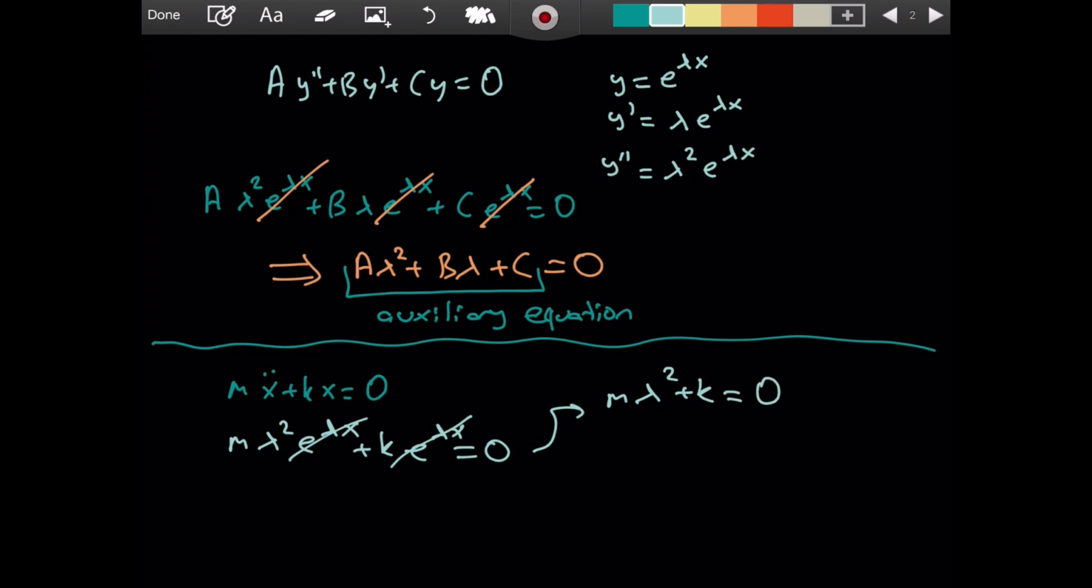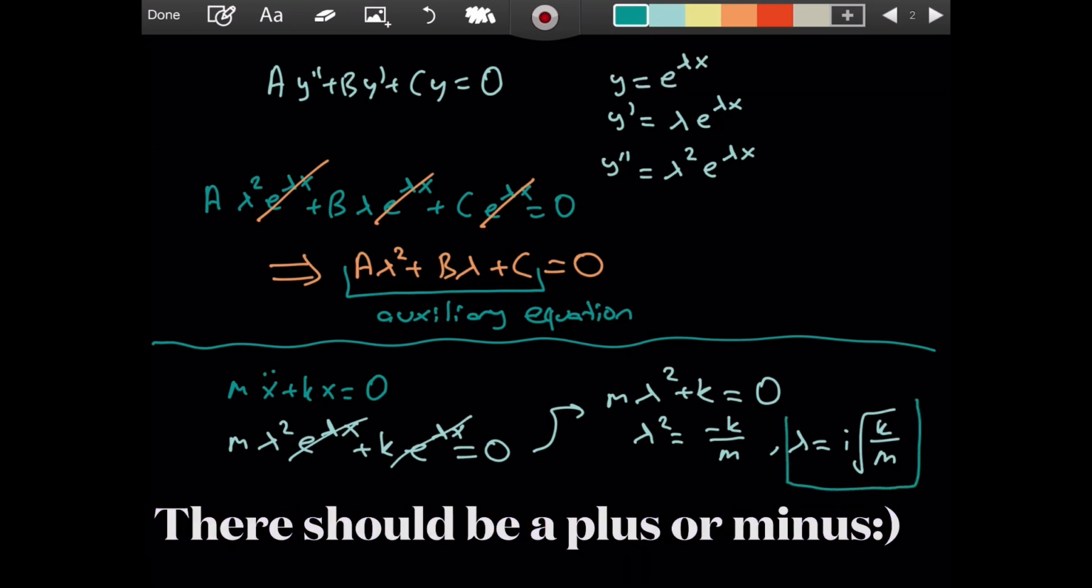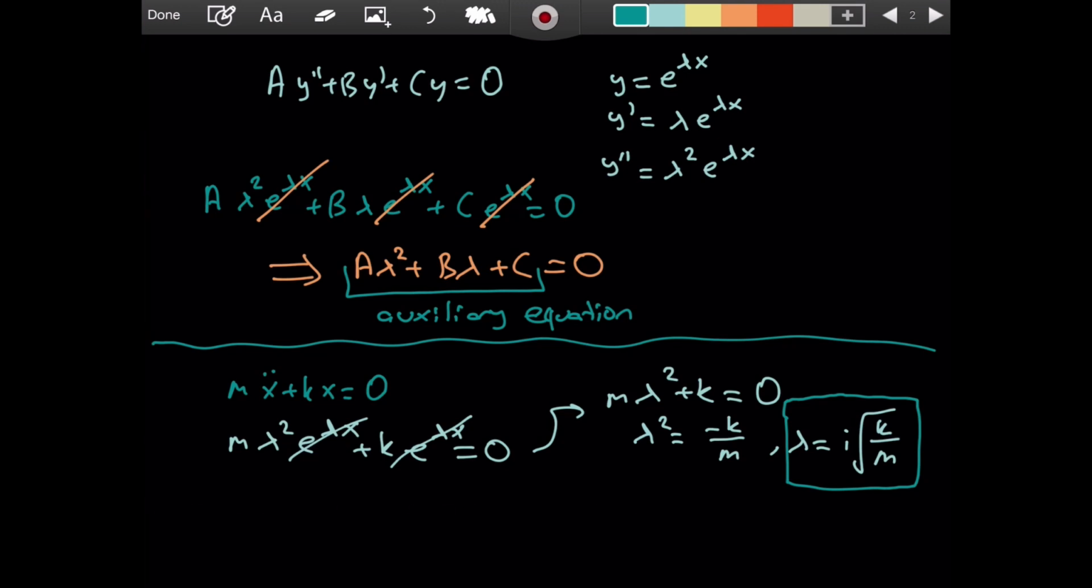And so we can solve for lambda squared then. Lambda squared is equal to negative k over m. Which means, interesting, lambda is equal to what? How is this possible? Lambda is equal to the square root of negative k over m. So it is equal to i times the square root of k over m. Ooh, we got an imaginary number for lambda. Is this possible? Is this allowed? Well, of course it is allowed. Why not? Why wouldn't it be allowed?